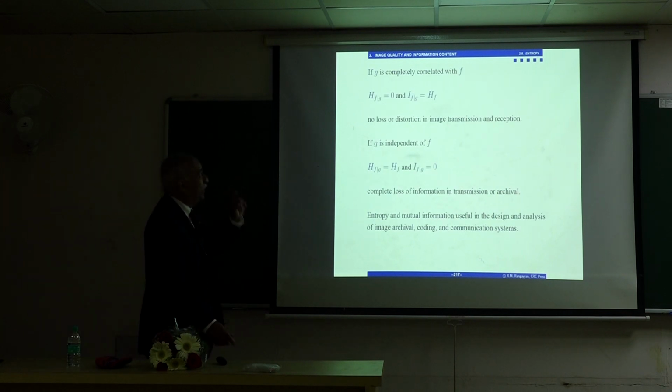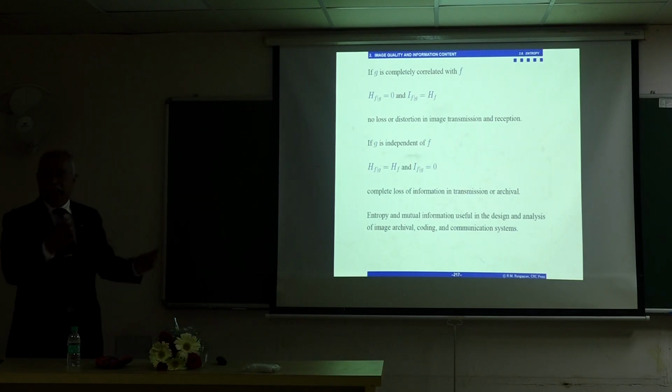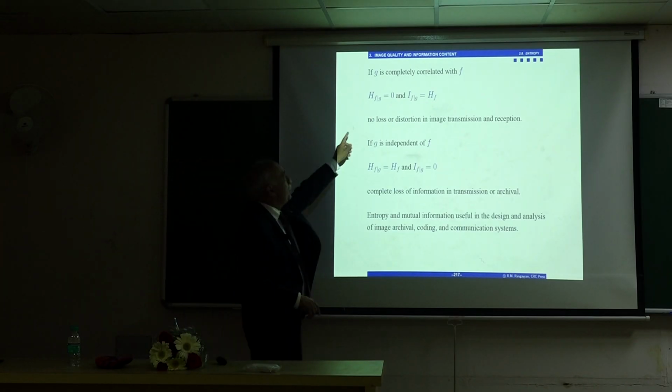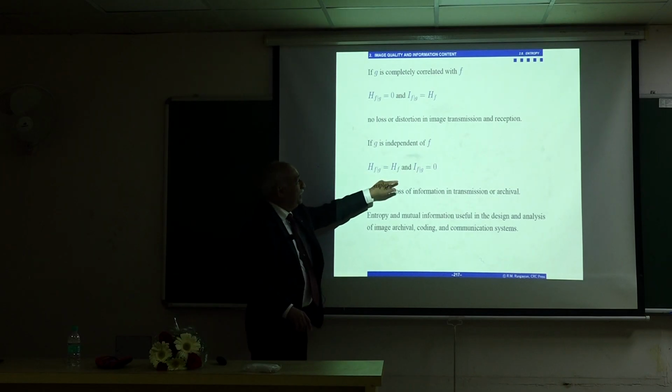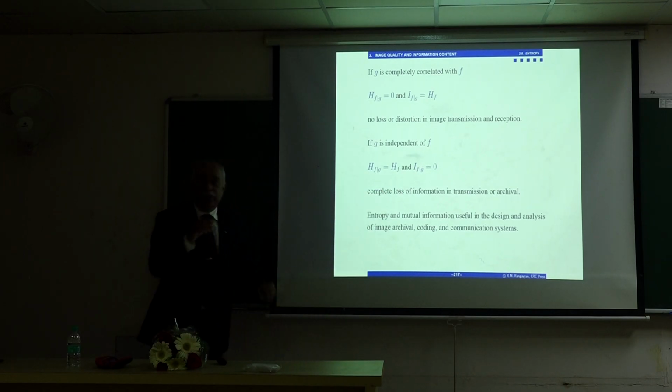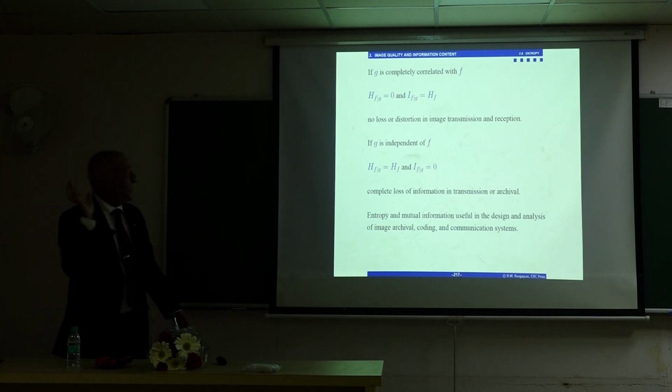If G is completely correlated with F, no noise, everything has come through, HF given G is 0 because G and F are the same. So I(F,G) is HF. The full information is received. No loss or distortion. If G is independent of F, HF given G is HF and I(F,G) is 0. There is total loss of information. So something happened and you sent this and they got something else.